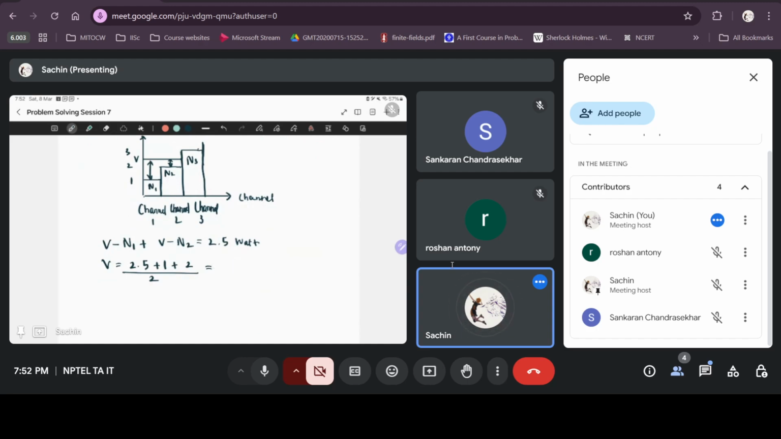Now what is it? 5.5 by 2, which is 2.75.